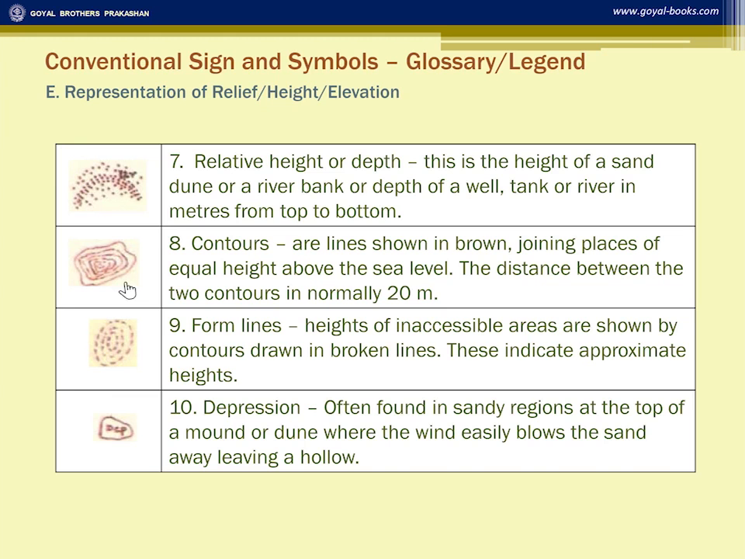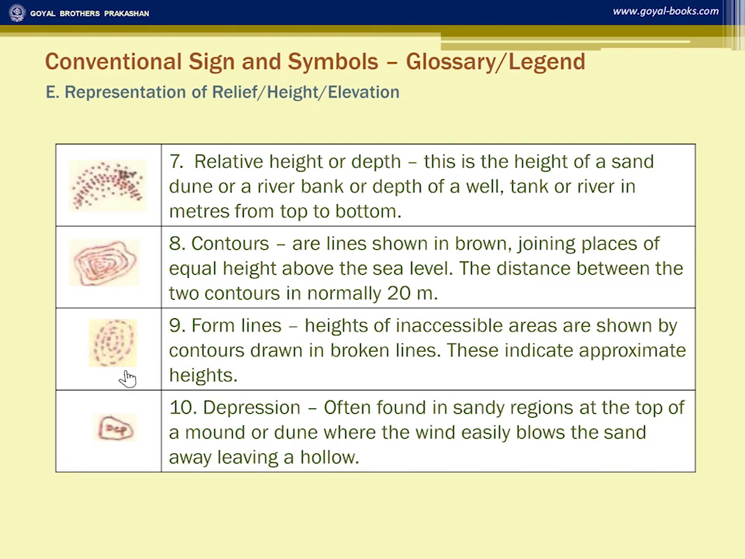This is not done. Then you have the contours, which are the most important aspect of the survey sheet because they show the relief features. It shows the topography of the land. Contours are imaginary lines given in brown, joining places of equal height above sea level. The distance between two contours is always 20 meters. We will be studying contours in the further slides in detail.